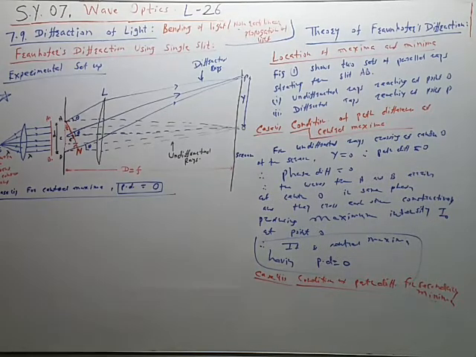Now, what about the remaining points above O and below O? So, now we will see the condition for the minima. Condition for, they are called as the secondary minima, they are called as the secondary maxima.